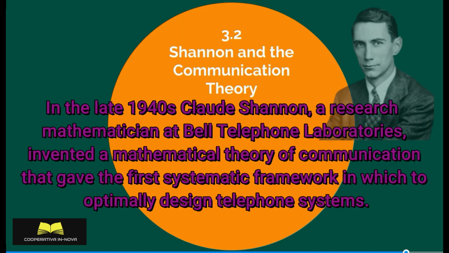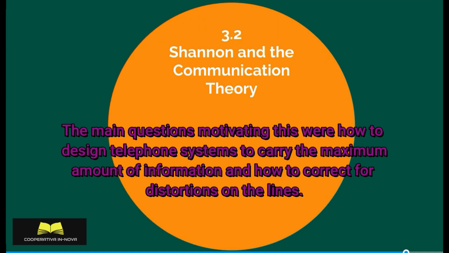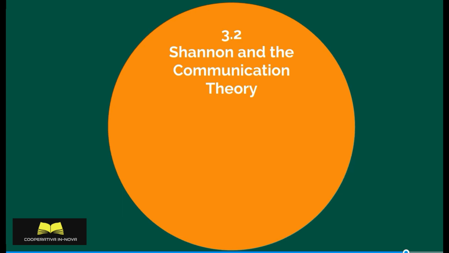In the late 1940s, Claude Shannon, a research mathematician at Bell Telephone Laboratories, invented a mathematical theory of communication that gave the first systematic framework in which to optimally design telephone systems. The main questions motivating this were how to design telephone systems to carry the maximum amount of information and how to correct for distortions on the lines.